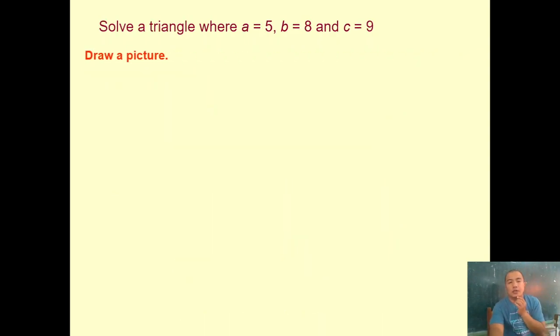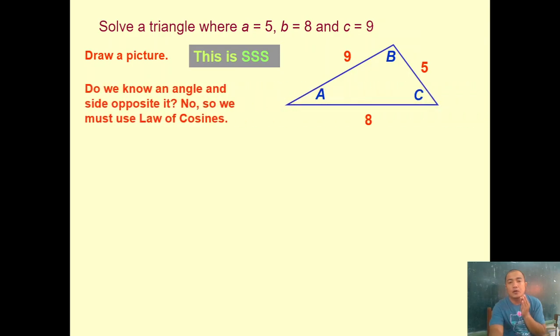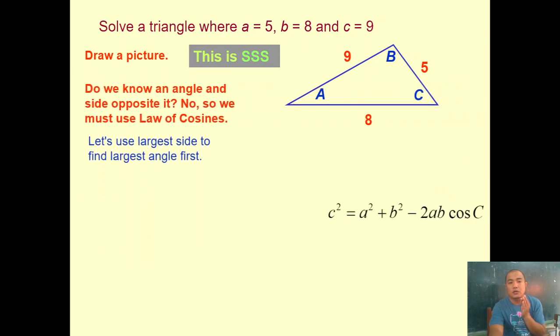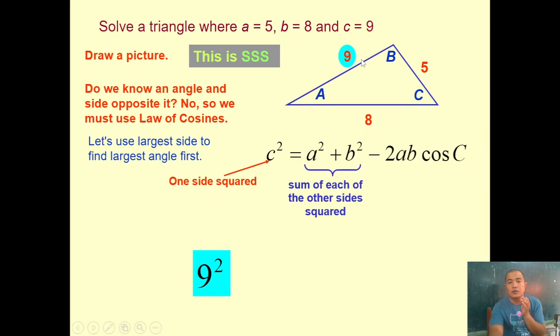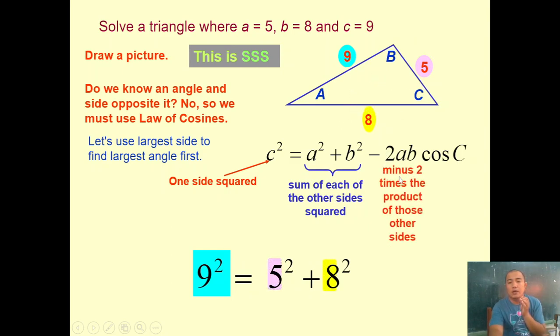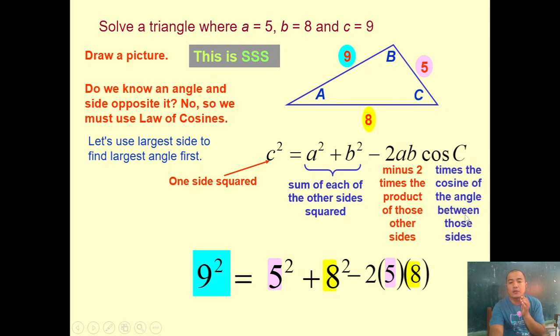Solve a triangle where the sides are 5, 8, and 9. If the given are three sides, we can solve for the three angles using the law of cosines. The formula is: C squared equals A squared plus B squared minus 2AB times cosine C. C squared is 9 squared, equals the sum of the squares of the other sides, 5 squared plus 8 squared, minus 2 times the product of those other sides, so minus 2 times 5 times 8 times cosine of the angle between those sides, cosine C.